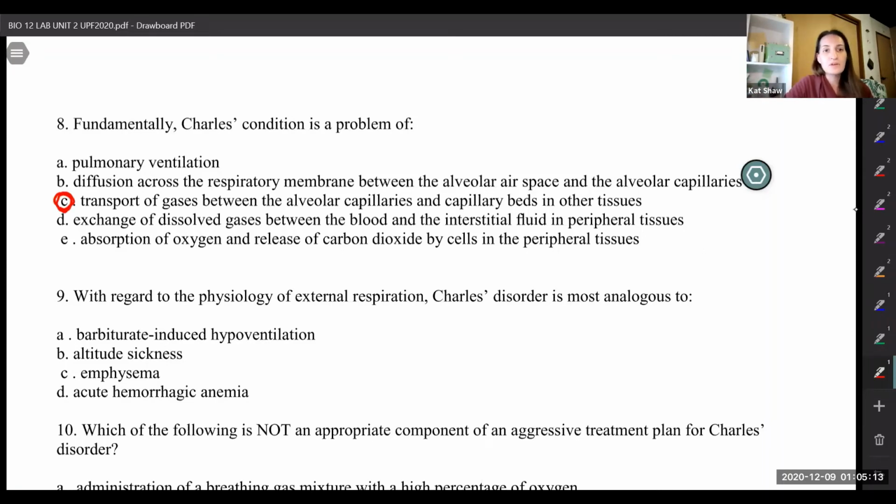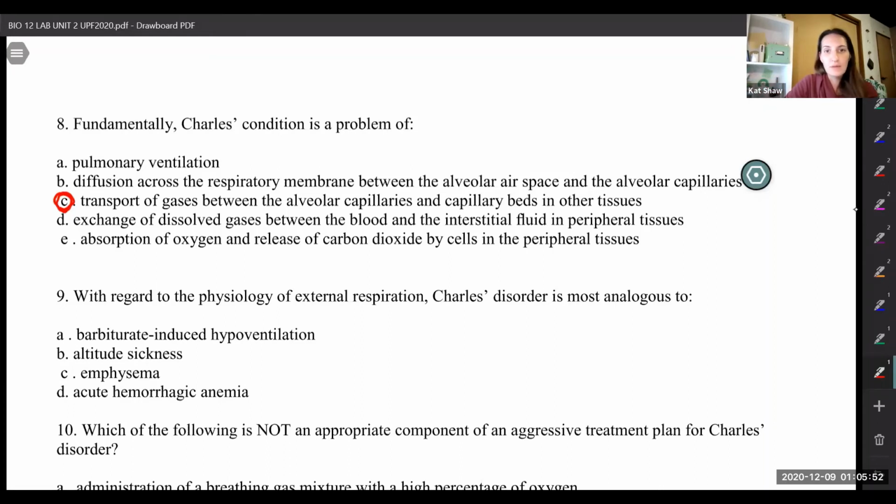B, diffusion across the respiratory membrane between that alveolar space and the alveolar capillaries, the pulmonary capillaries. The gases themselves can move across that epithelial tissue. It's not a gas exchange problem here. Not like we see with some respiratory disorders, where we actually have problems moving those gases at a normal rate. Something we might see, for instance, with our obstructive and our restrictive disorders.